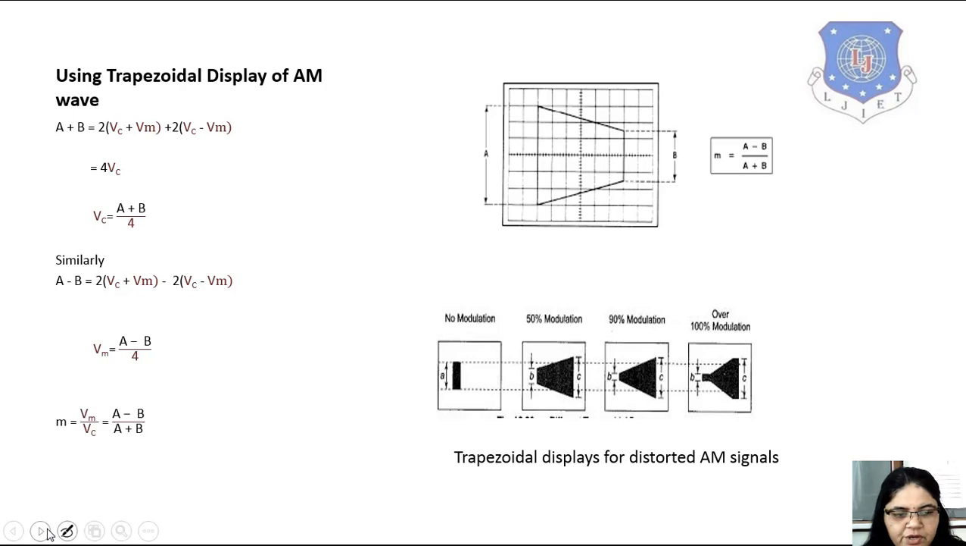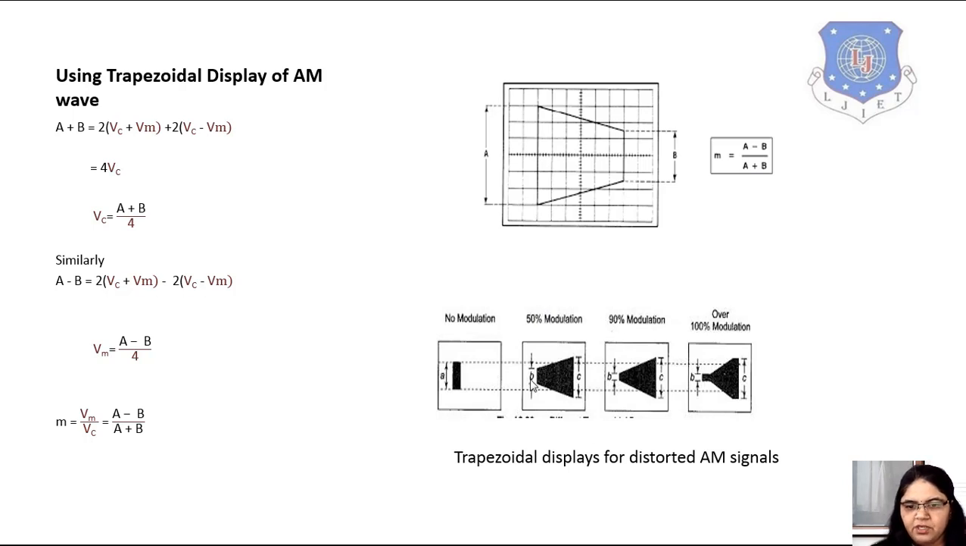We know that the modulation index, small m, is equal to Vm upon Vc, which is equal to A minus B upon A plus B. Here is the diagram on which you can see the trapezoidal display. This value we are considering A, this is B, and the modulation index small m is equal to A minus B upon A plus B.